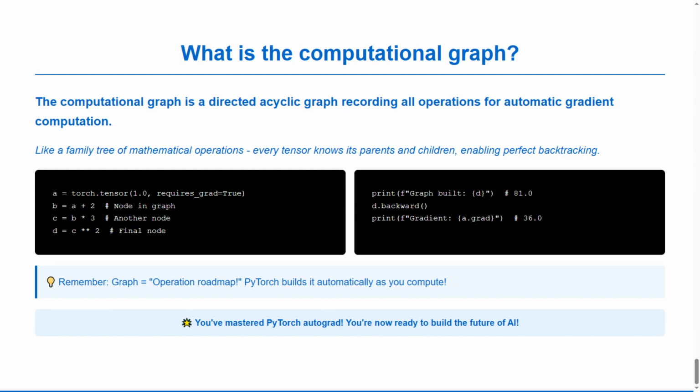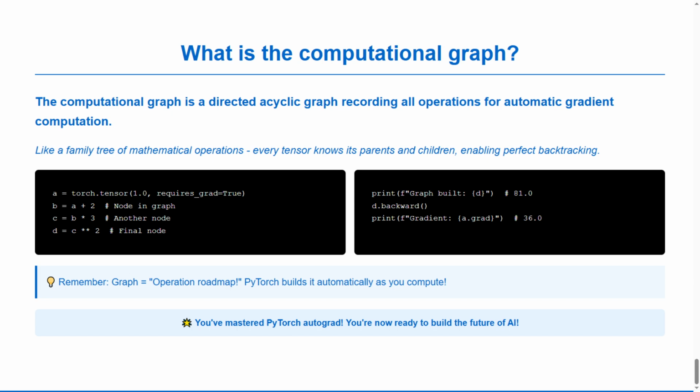Our last question is, what is the computational graph? The computational graph is a directed acyclic graph recording all operations for automatic gradient computation. Like a family tree of mathematical operations, every tensor knows its parents and children, enabling perfect backtracking. Remember, graph equals operation roadmap.